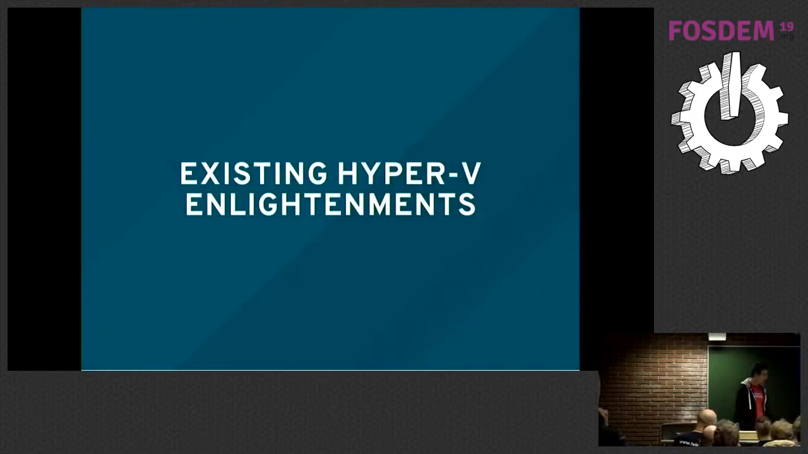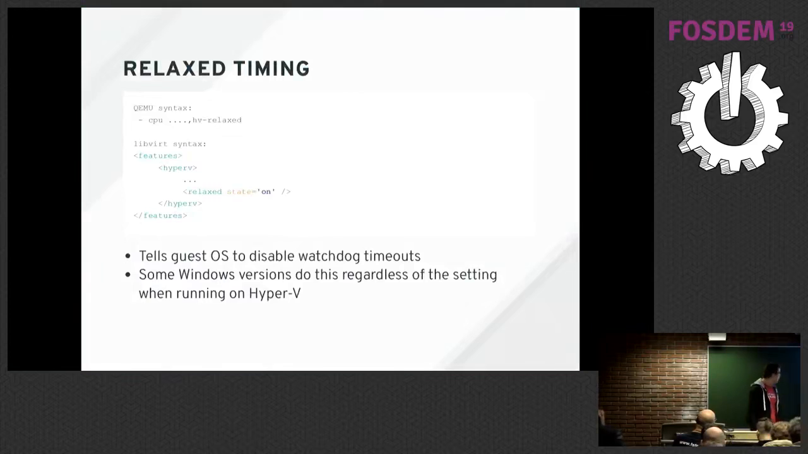So what features do we have in KVM, and what are they needed for? I'll be showing you both QEMU syntax and libvirt syntax, how you can enable the feature, and I'll tell you a few words about what this feature does. So let's start with this one. It's called relaxed timing. It's enabled by hv-relaxed in QEMU and these features, hyperv, something in libvirt, and mostly these Hyper-V enlightenments in libvirt are enabled like that in features, but there are some notable exceptions.